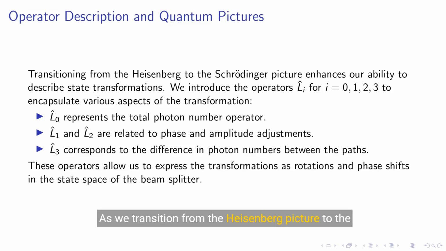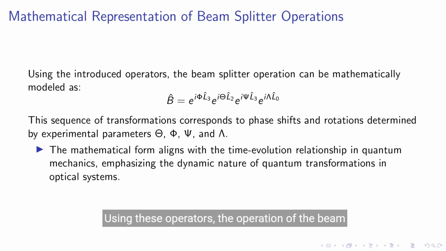As we transition from the Heisenberg picture to the Schrödinger picture, we enhance our description of state transformations using operators L0 through L3. These operators account for various adjustments in phase and amplitude and the balance of photon numbers between paths, encapsulating the complex dynamics within the beam splitter. Using these operators, the operation of the beam splitter can be mathematically modeled as a sequence of exponential transformations involving the operators with respect to the phase shifts phi, psi, lambda, and the rotation theta. This sequence reflects the actual physical transformation occurring within the beam splitter as dictated by the experimental setup.